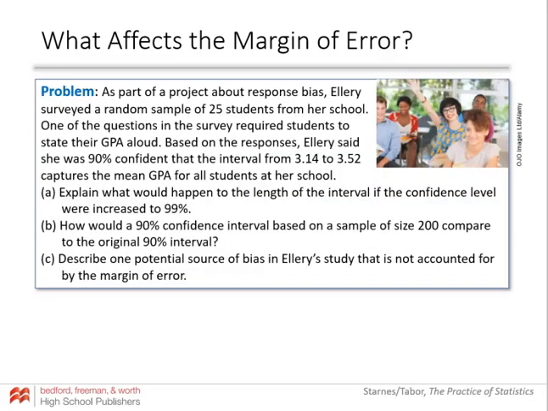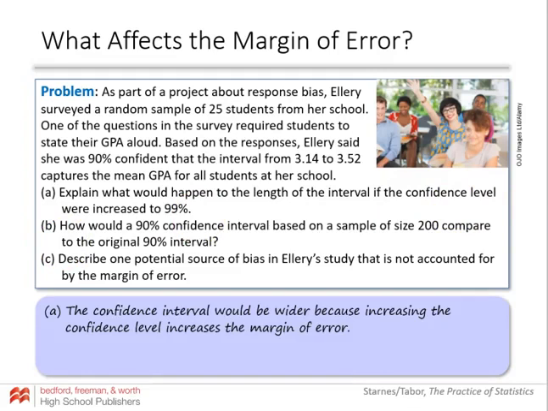Okay, so as an example, we have a student who has a sample of 25 students, and she asked them to state their GPA and then created a confidence interval. So she's 90% confident that the interval from 3.14 to 3.52 captures the mean GPA. All right, what would happen to the length of the interval if the confidence level were increased to 99%? To increase my confidence level, I'm going to have to increase my margin of error and make my confidence interval wider. How would a 90% confidence interval based on a sample size of 200 compare to the original?